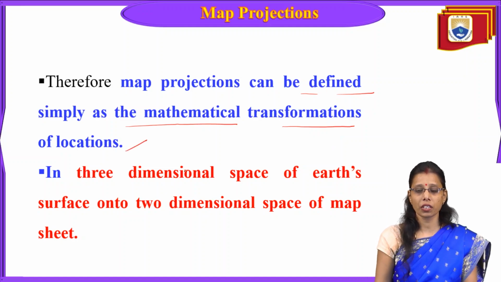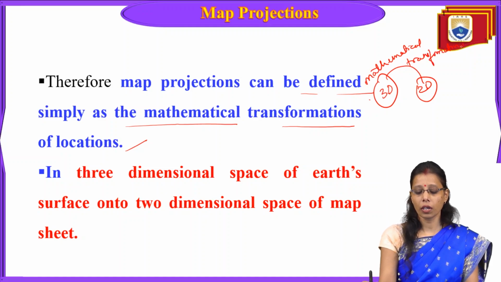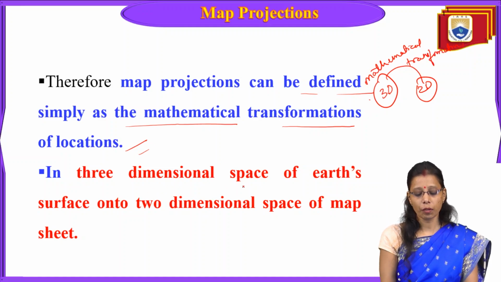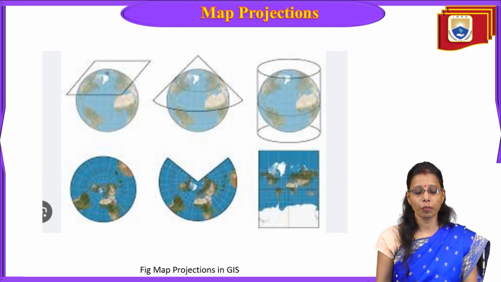It is not simply converting 3D to 2D; it is a totally mathematical transformation. We can transfer information from the 3-dimensional space of the Earth's surface to the 2-dimensional space of the map sheet with the help of mathematical transformation. This is called map projection.